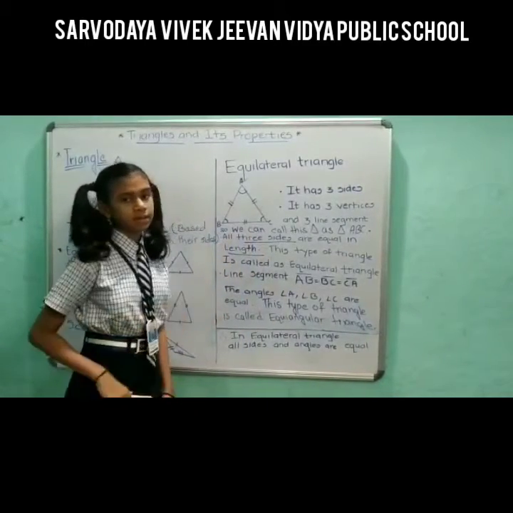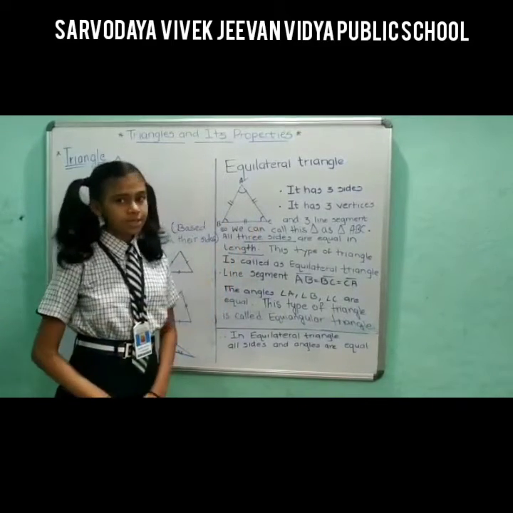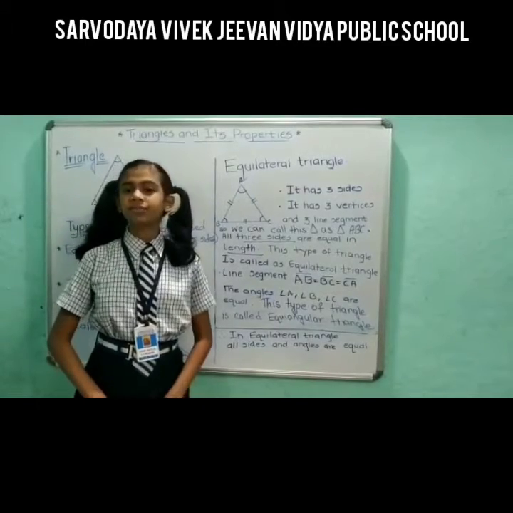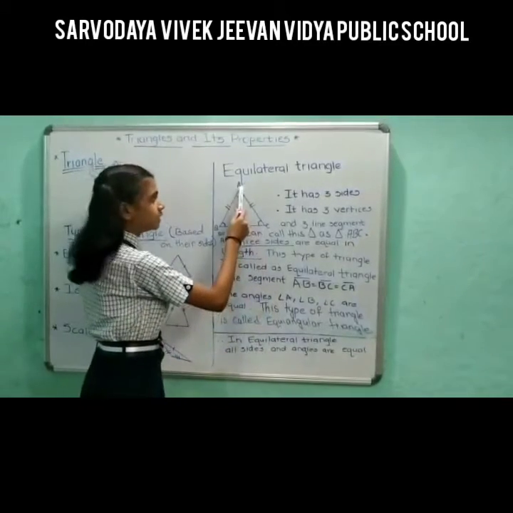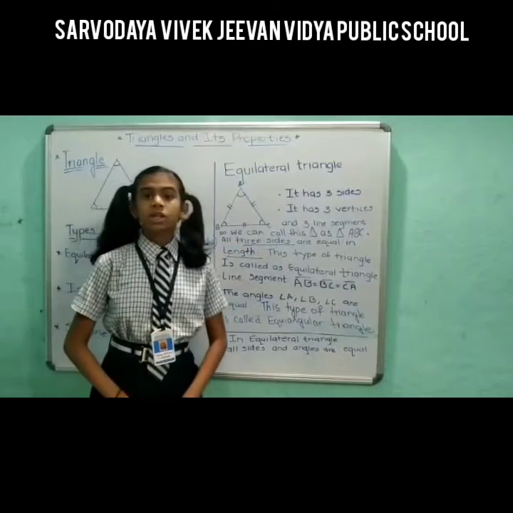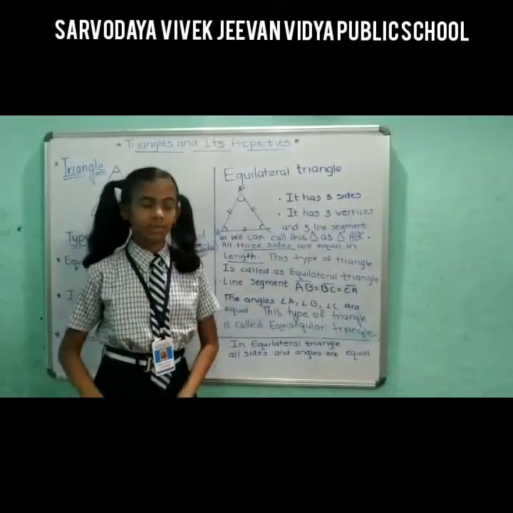This is a triangle. It has three sides. These are the sides. Also it has three corners. We call these corners as the vertices. This is vertex A, this is vertex B and this is vertex C. So we can call this triangle as a triangle ABC.